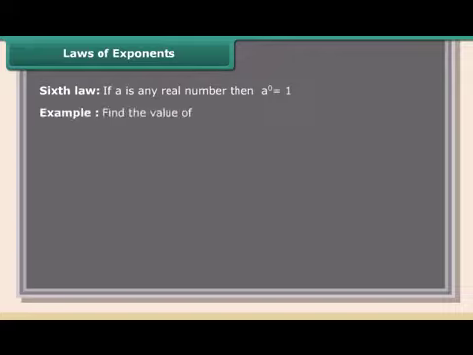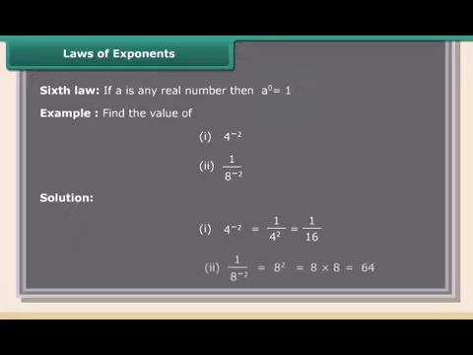Sixth law: if a is any real number, then a^0 is equal to 1. Example, find the value of 4^(-2) and (1 upon 8)^(-2). Solution. 4^(-2) is equal to 1 upon 4^2, which is equal to 1 upon 16. (1 upon 8)^(-2) is equal to 8^2, which is equal to 8 into 8 equals 64.